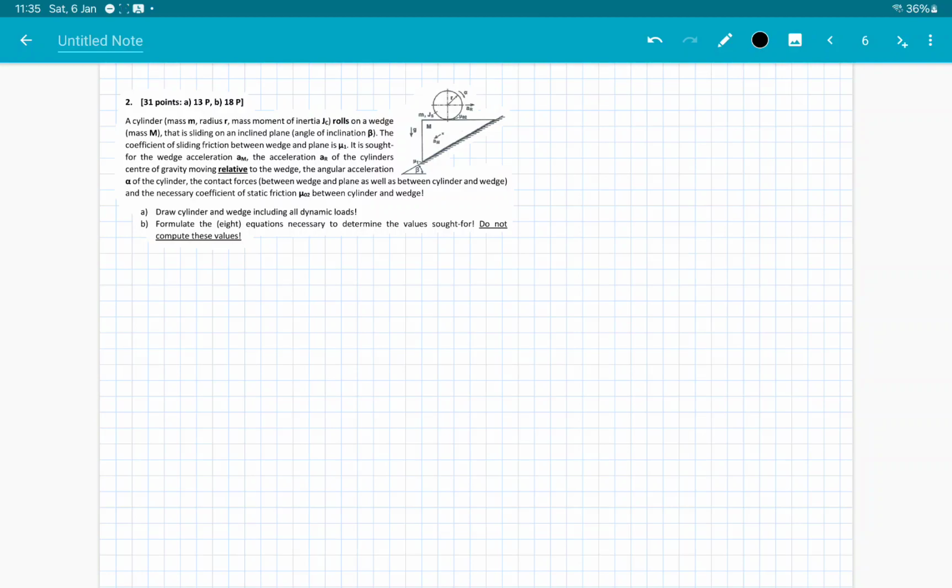I would probably say that this question wasn't really phrased very well in English, probably because it was translated from German to English, but no worries, I'm going to explain this. So the first question says, draw cylinder and wedge including all dynamic loads. One of the ways that we're going to draw this is to cut in between here, and once we cut in between here, we're going to have two separate bodies.